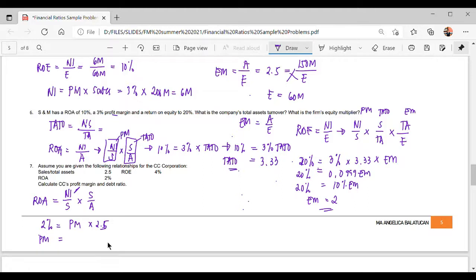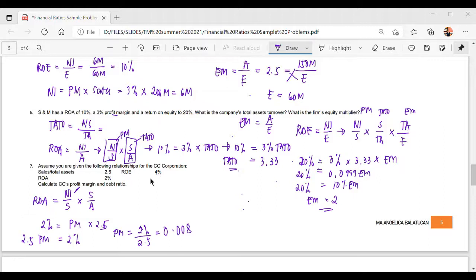Okay, so this is step by step. So this is 2.5 times PM. Profit margin equals 2%. So we divide by 2.5. So PM is equal to 2% over 2.5. How do you compute that? 0.02 divided by 2.5. And what will come out? 0.008. That is in decimal form. So therefore, if your answer earlier is 0.08, then that is wrong.